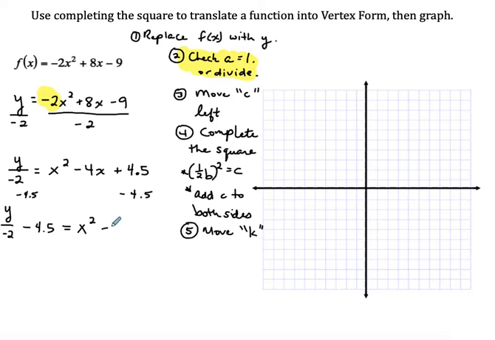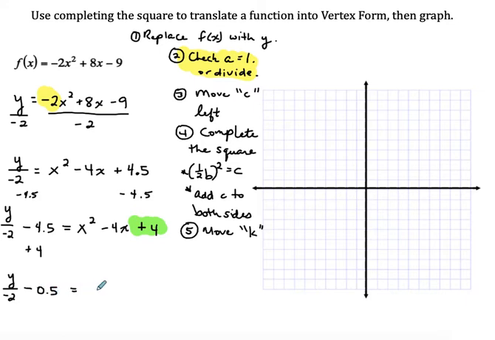So now that's x squared minus 4x. And then I'm going to find my dream c value here, and I'm going to add that to both sides. So I'm going to take half of b, which is negative 2. I'm going to square it. So I'm going to add 4 to this side, and I'm going to add 4 to this side. So now I have y over negative 2 minus 4.5 plus 4, which is minus 0.5, or a half.